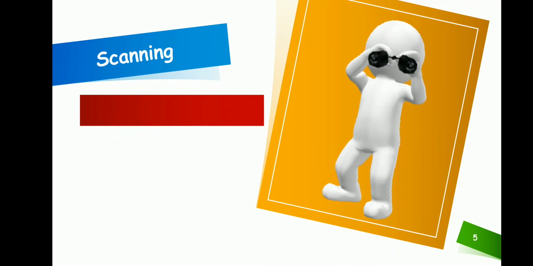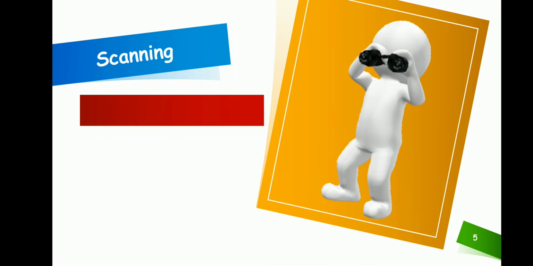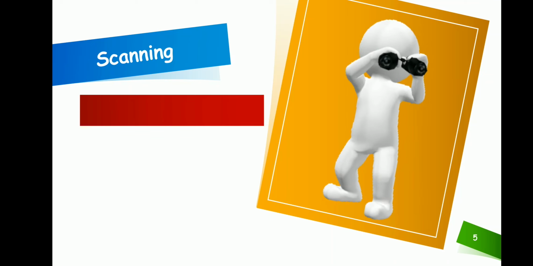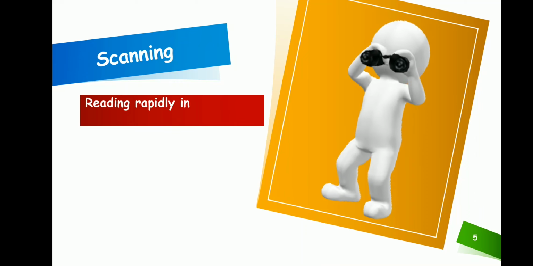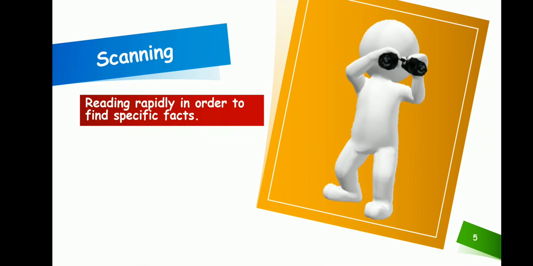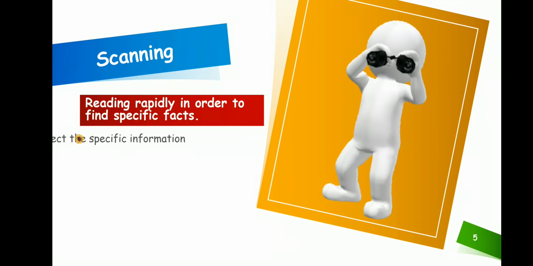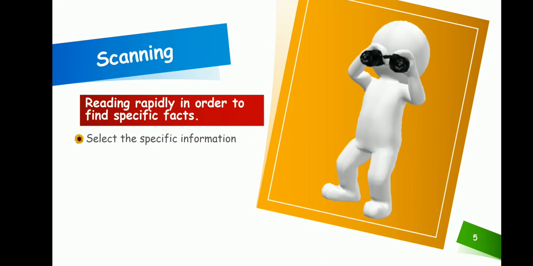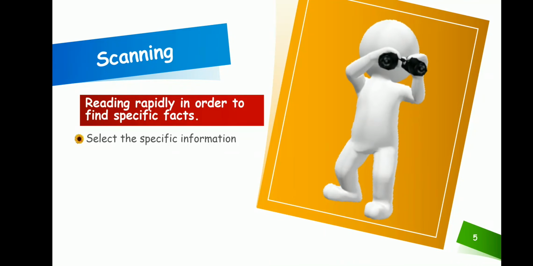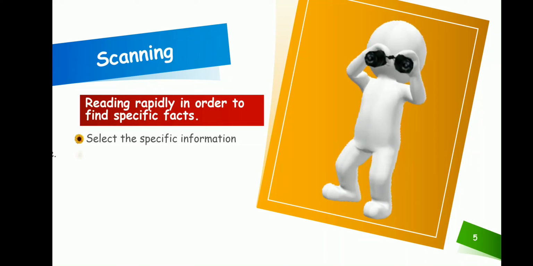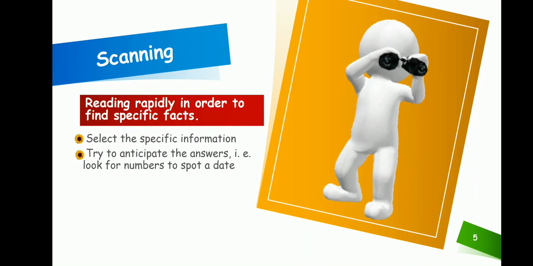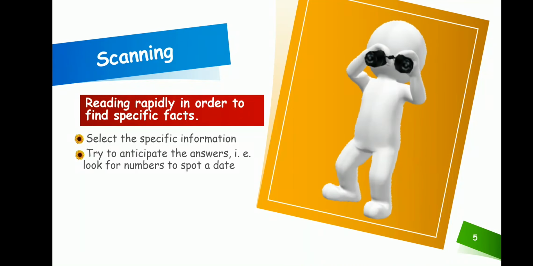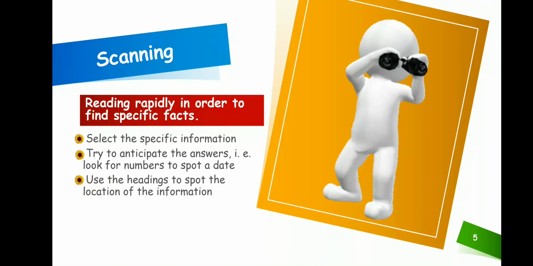However, for finding out a specific piece of information, skimming may not turn out to be very useful. For spotting the necessary information, scanning can prove to be very effective. Scanning means reading rapidly in order to find specific facts. To scan meaningfully, first we need to select the piece of information that we are going to search. This is important to look for the information in a focused manner. Secondly, we'll have to anticipate what type of information or answer we are looking for. For example, to find out a date, we'll have to look for numbers. Also, we can use the headings to spot the location of the information.